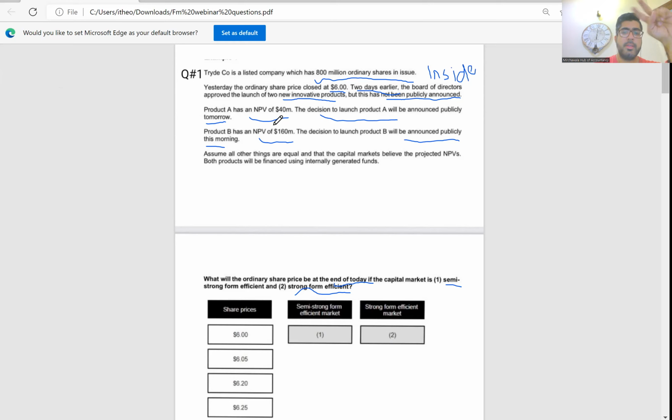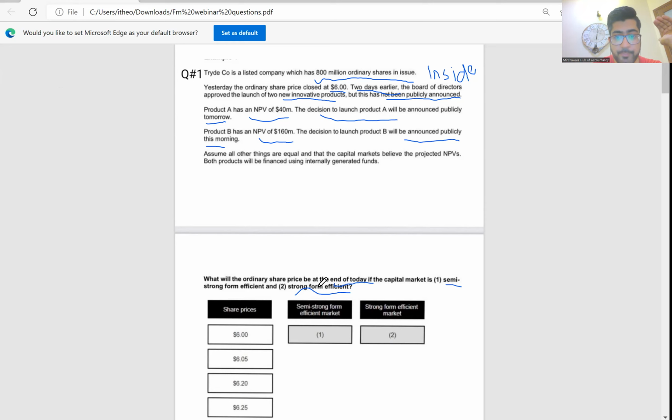Two products. Product A has an NPV of 40 million and it will be announced publicly tomorrow. And product B has an NPV of 160 million. The decision to launch B will be announced publicly this morning. Assume all other things are equal and that the capital market believes the projected NPVs. Both products will be financed using internally generated funds. What will be the ordinary share price at the end of today? Yesterday it was 6.